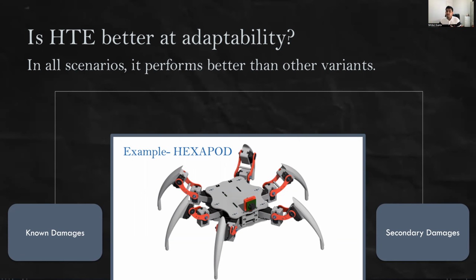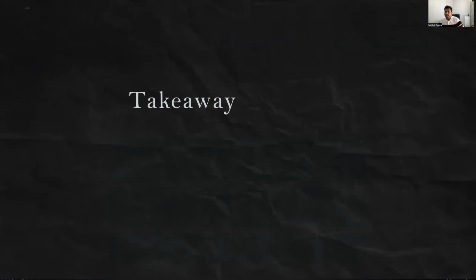Whereas secondary damages would be, there might be a bird flying up, which we don't know, which the robot didn't know, or there was a little malfunction. So it could also deal with secondary damages as well, and it was better at doing that. And hence, yes, it is better at adaptability, all because of experimental claims.